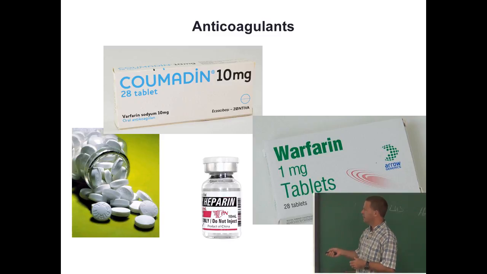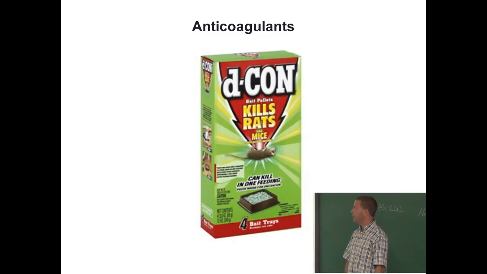Other things that are used in human health are Coumadin, warfarin, things like that. Even aspirin can be used as an anticoagulant. Again, not in the veterinary clinic, but heparin is the one that you're going to use. Here's another anticoagulant that your dog might get a hold of.